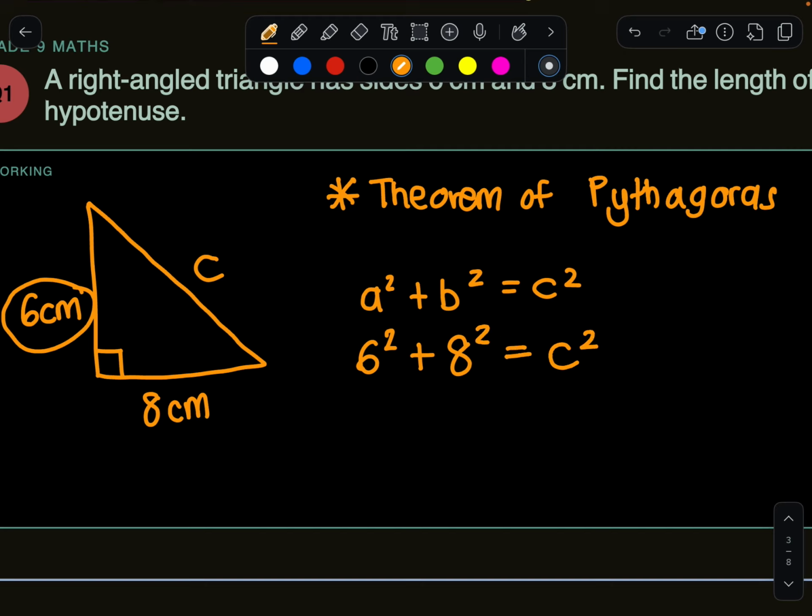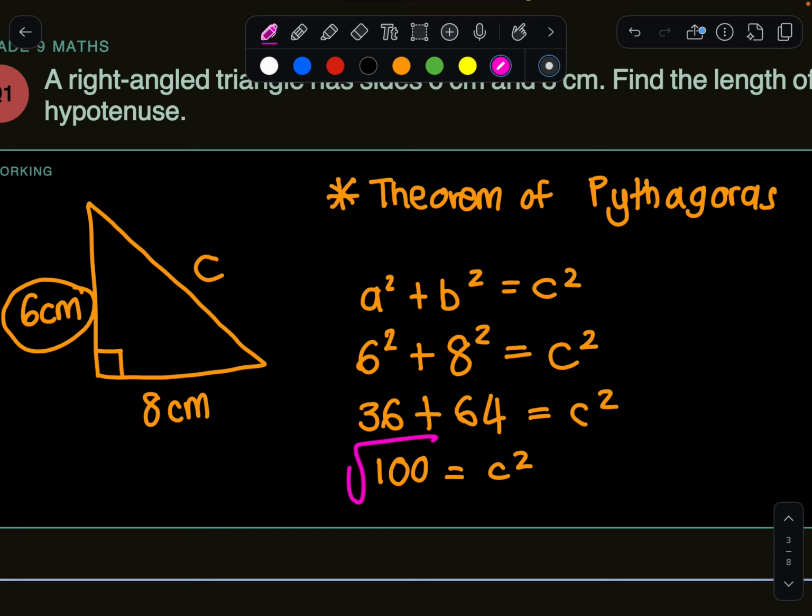6 squared is 6 times 6, so that's 36. 8 squared is 8 times 8, which is 64. And that is equal to C squared. So then if we add that together, 36 and 64 is 100, which is equal to C squared. Which is great, but we don't want C squared, we want just C. So we're going to square root both sides.